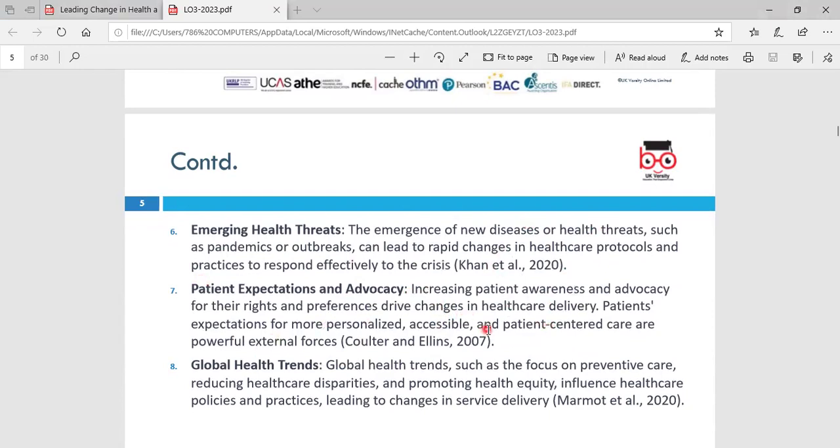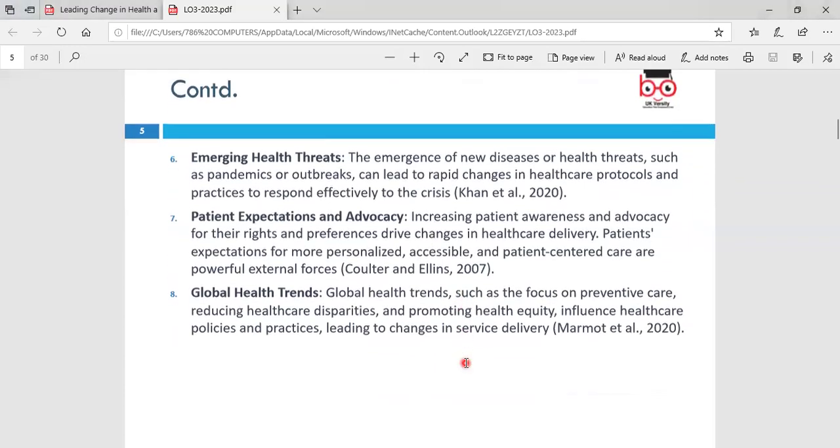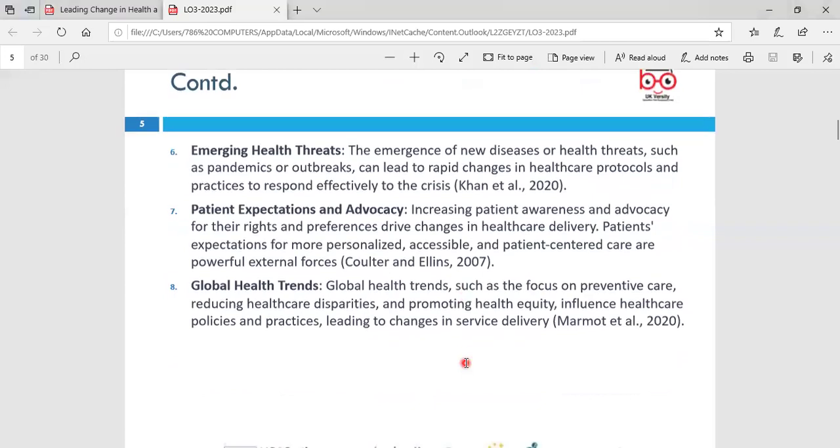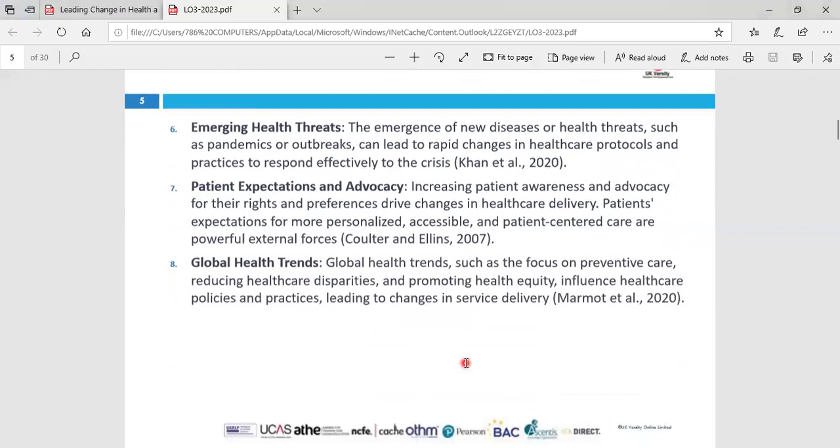So awareness is very crucial for patients to be aware of what the plans are. You have to have patient-centered care to improve quality overall. Global health trends, they need to be in your practice. You're focusing on preventing and reducing healthcare disparities, promoting health equity. If that's the global trend, that is what you will have to follow.